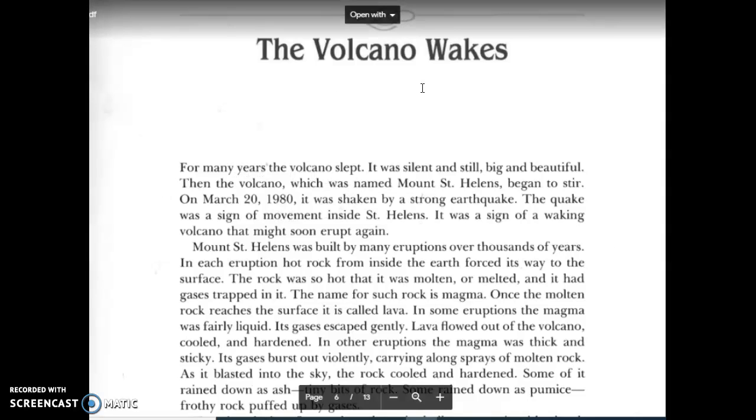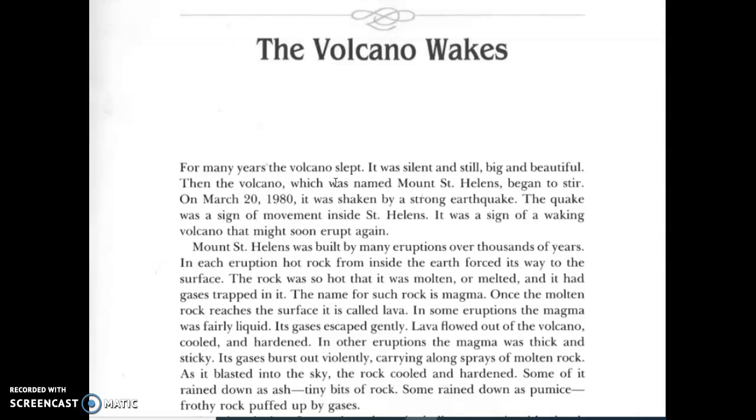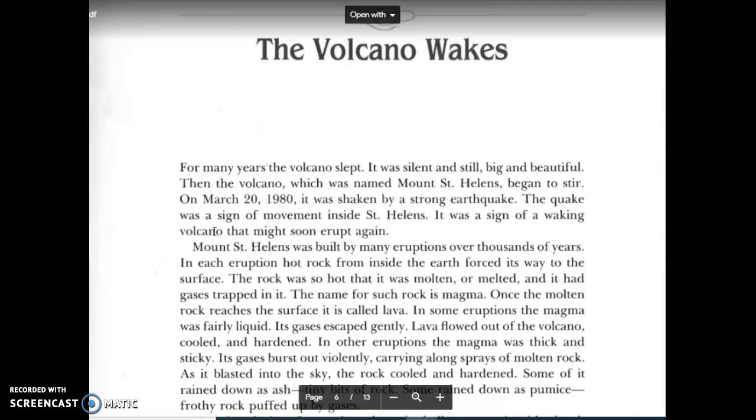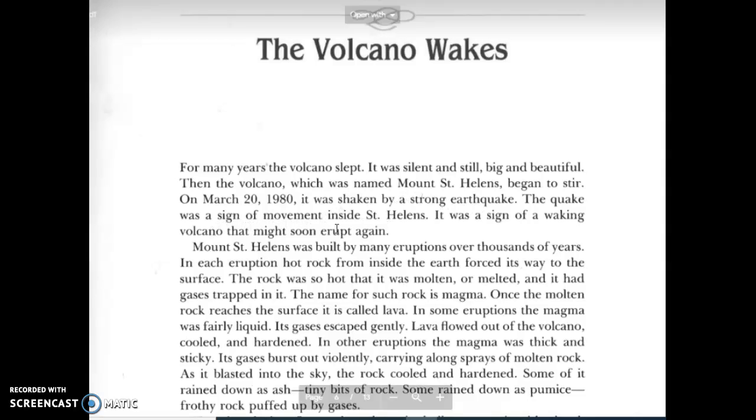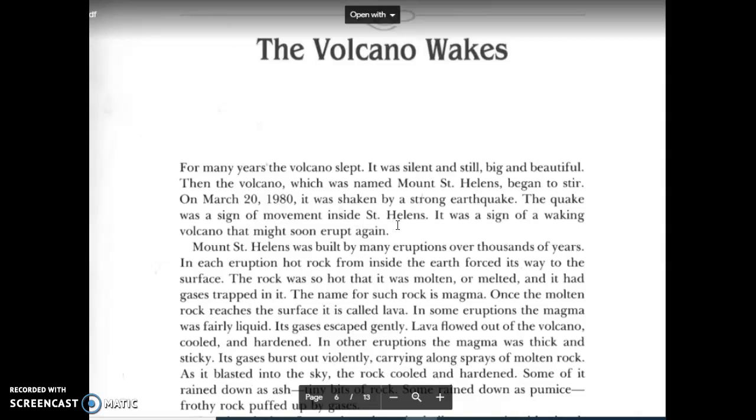So the volcano wakes. For many years the volcano slept. It was silent and still, big and beautiful. Then the volcano, which was named Mount St. Helens, began to stir. On March 20th, 1980, it was shaken by a strong earthquake. The quake was a sign of movement inside St. Helens. It was a sign of a waking volcano that might soon erupt again.